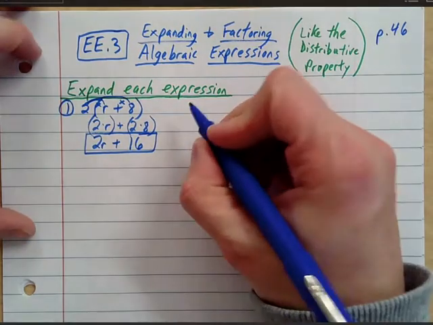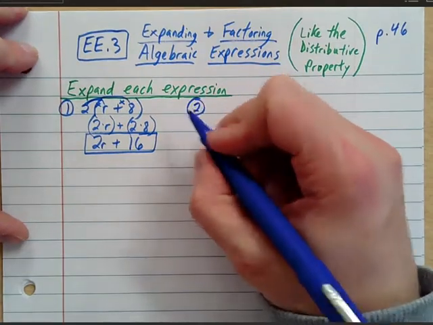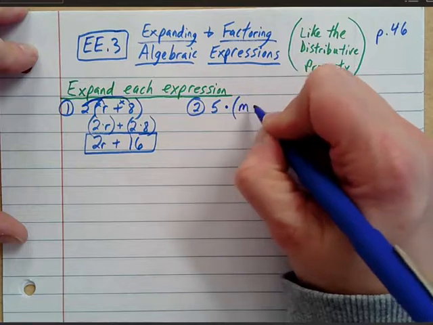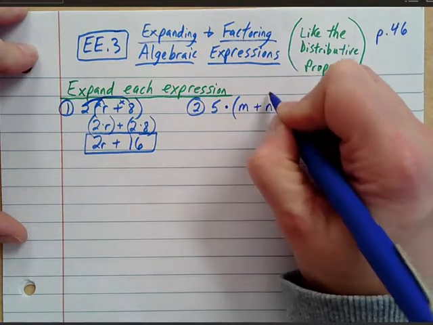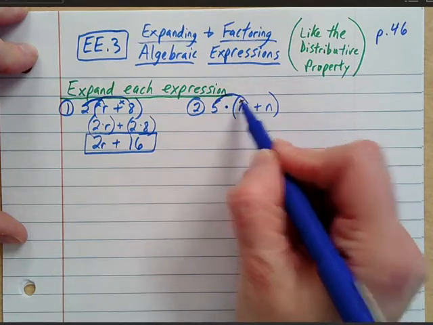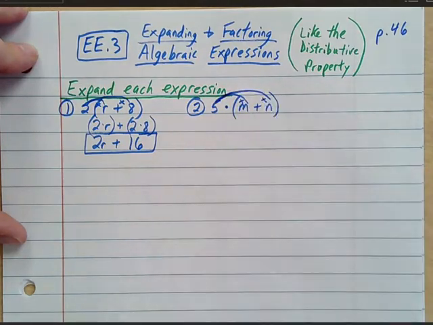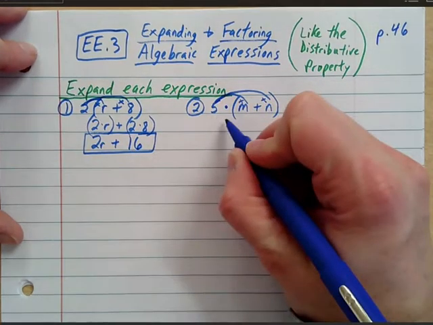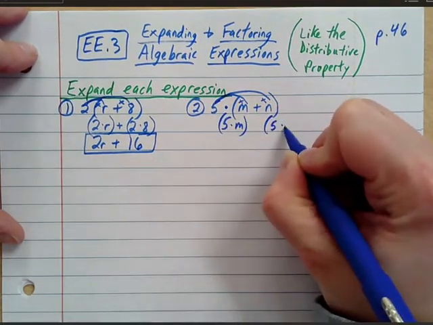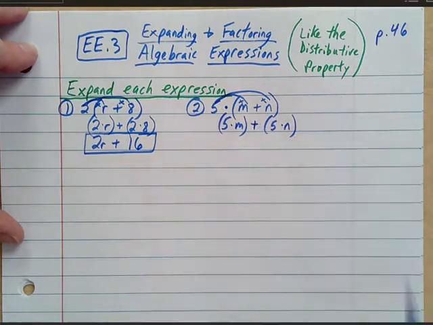Let's do another example to give you kind of an idea here. 5, maybe you see a dot and then parentheses m plus n. So 5 times both of these, you have to remember to distribute 5 times m and 5 times n. That's what that looks like. So writing it below, it would look like 5 times m and 5 times n, and then the plus is in between them, so you leave it like that.